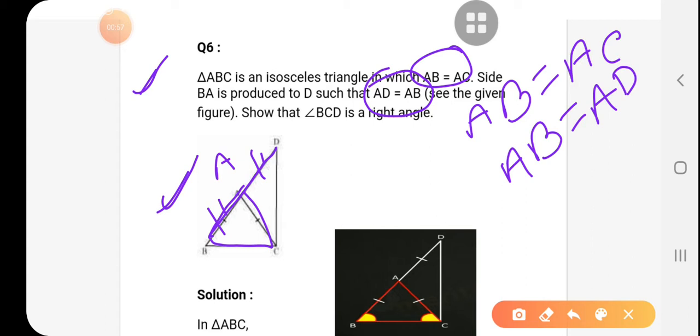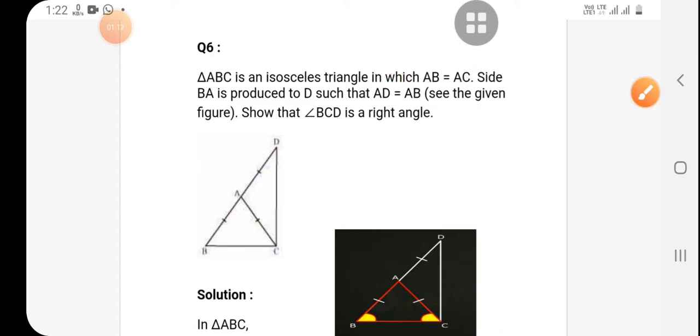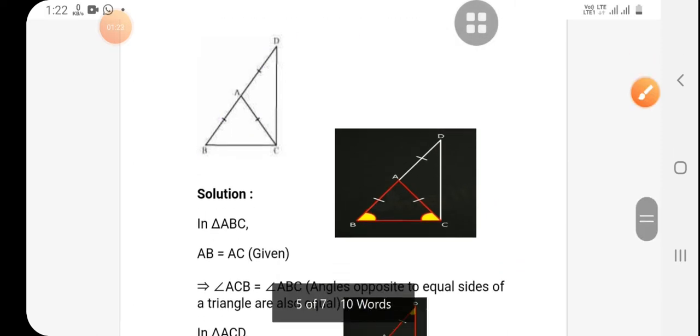So you can see here AB is equal to AC is equal to AD. That means all the three lines are equal. I will write here, so these three lines are equal. Just see in the picture: this line is equal to this line and this line is equal to this line. So you have to prove that angle BCD is equal to a right angle. Now see how to prove.